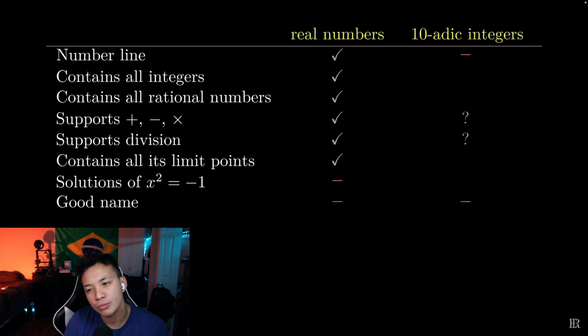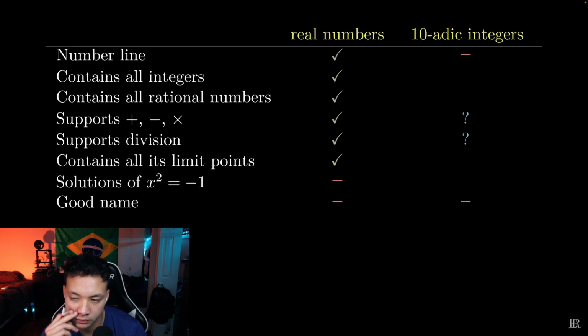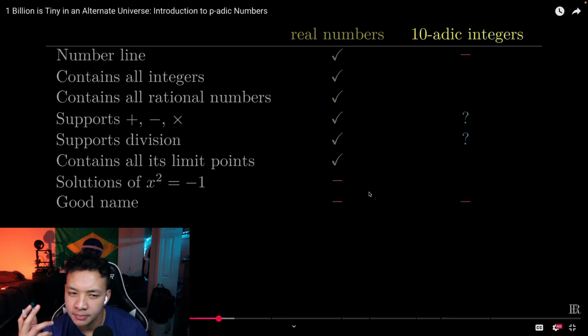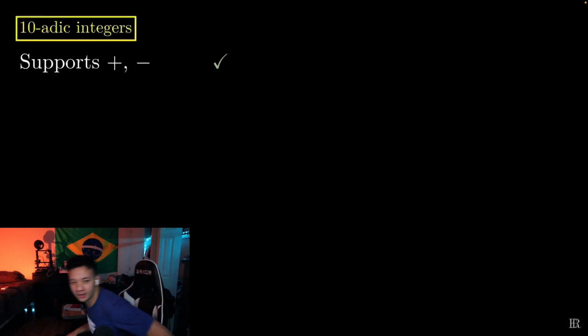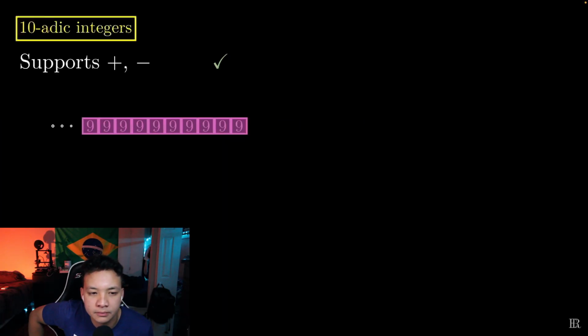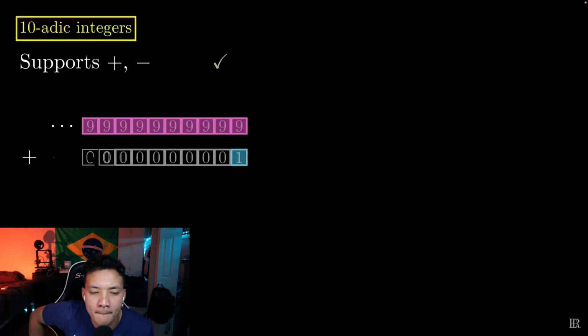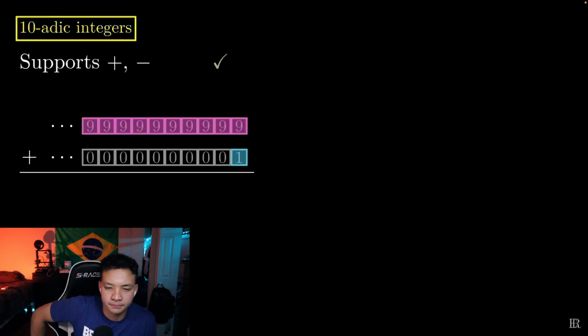Okay, so what about arithmetic? Can we add, subtract, multiply, and divide 10-adic integers? Yes! In fact, addition and subtraction work the same way as they do for ordinary integers. The only difference is that the process goes on forever to the left. But that's fine. After all, when you add two real numbers, the process goes on forever to the right.